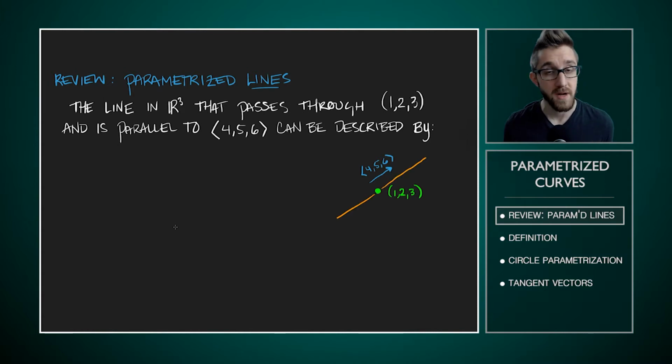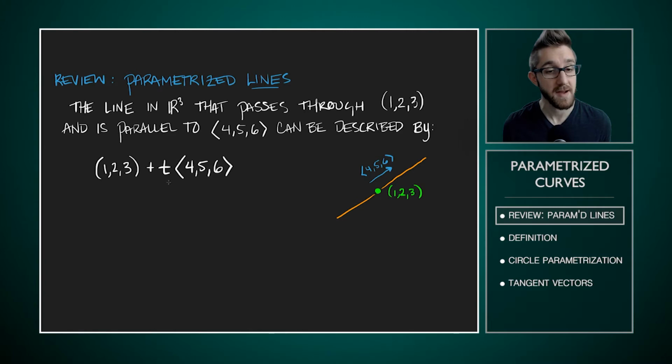Now, we already know from a couple lessons ago that we can describe the points on this line like this. They are all of the form the point (1, 2, 3) plus t times the vector (4, 5, 6). In other words, we can get to any point on this line by starting at the given point, (1, 2, 3), and going in the direction of the vector (4, 5, 6) for some amount of time. So here we're thinking about t sort of like it's time.